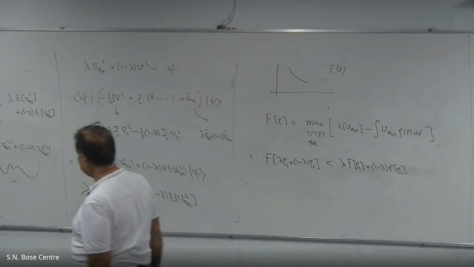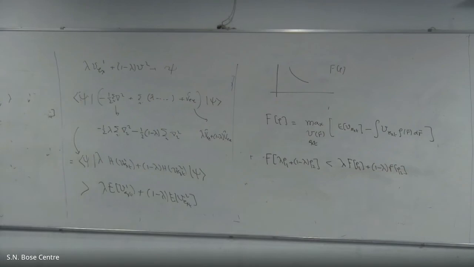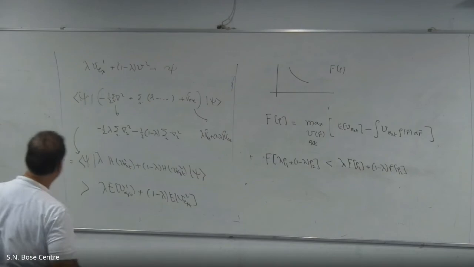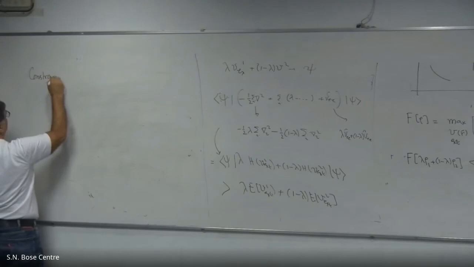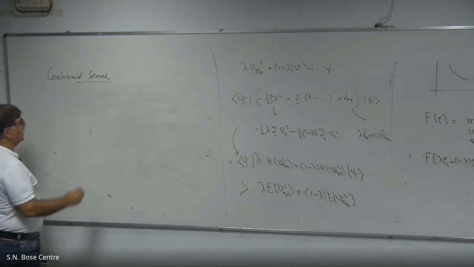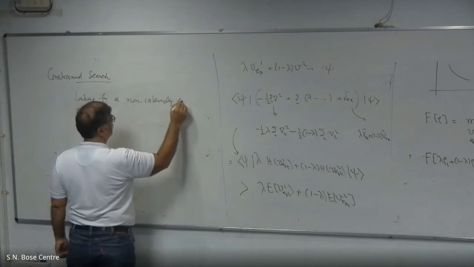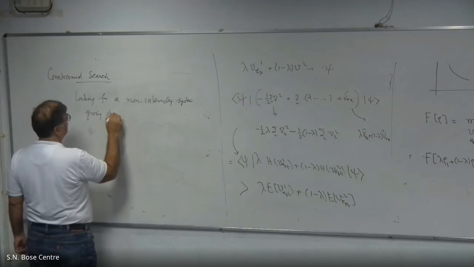Now I can use these to define what a Kohn-Sham system is, and I'll prove to you that Tc has to be greater than zero. So now, suppose I'm looking for a non-interacting system, Kohn-Sham system, that gives me the same density. So let's go to constrained search. Suppose I'm looking for a non-interacting system giving density rho of r. And I want to do constrained search.